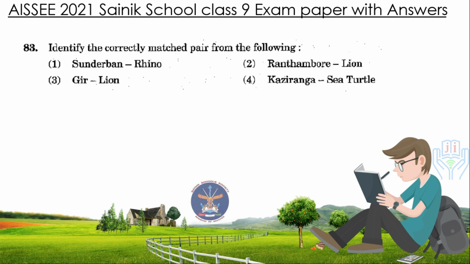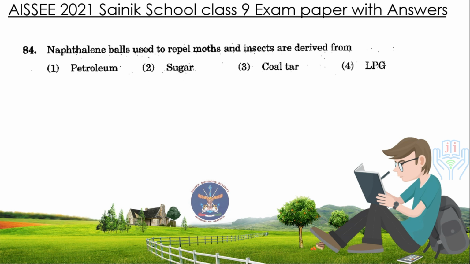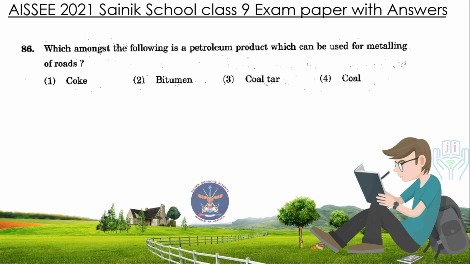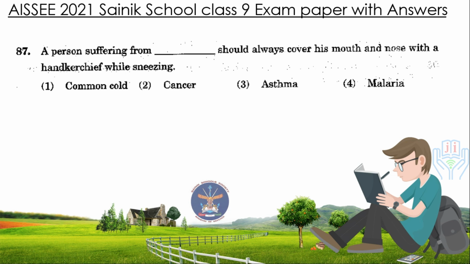Identify the correctly matched pair from the following. Gear, lion. Naphthalene balls used to repel moths and insects are derived from coal tar. The slow process of conversion of dead vegetation into coal is called carbonization. Which amongst the following is a petroleum product which can be used for metalling of roads? Answer. Bitumen. A person suffering from dash should always cover his mouth and nose with a handkerchief while sneezing.